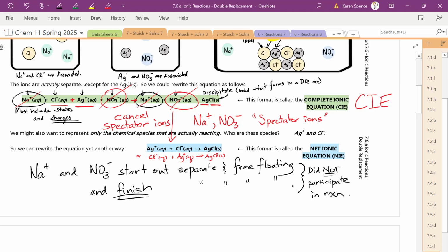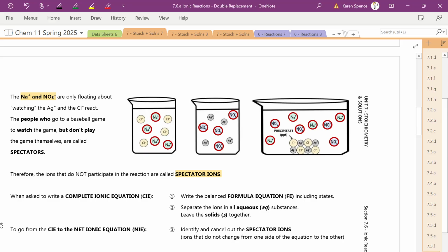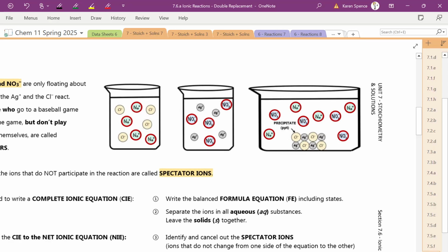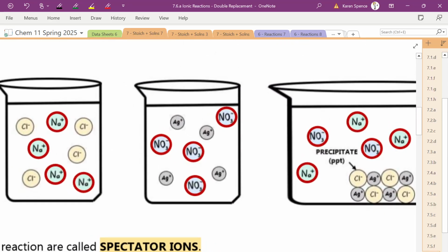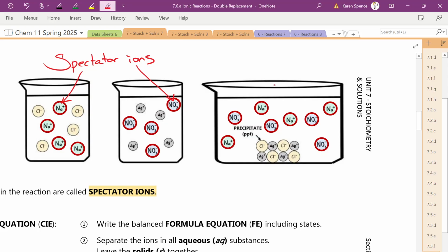And we're just going to do a bit of practice with it. This just walks you through it a little bit more. It highlights the fact on the next page. It shows you, oh look, here are our spectator ions, the Na and the NO3. And you can see they are exactly the same at the end as they were at the beginning.